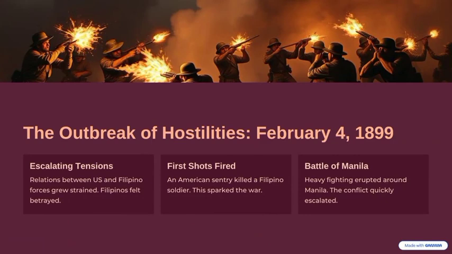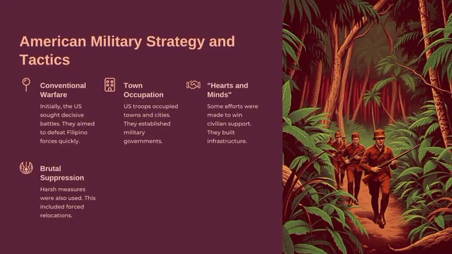The outbreak of hostilities, February 4, 1899. Escalating tensions. First shots fired. Battle of Manila. An American sentry killed a Filipino soldier. Relations between U.S. and Filipino forces grew strained. Filipinos felt betrayed. This sparked the war. Heavy fighting erupted around Manila. The conflict quickly escalated.